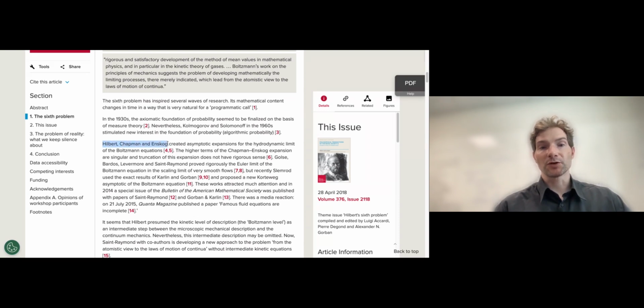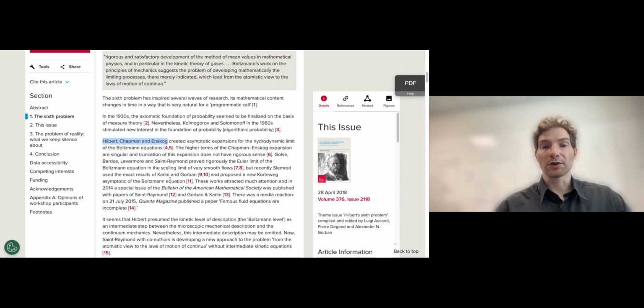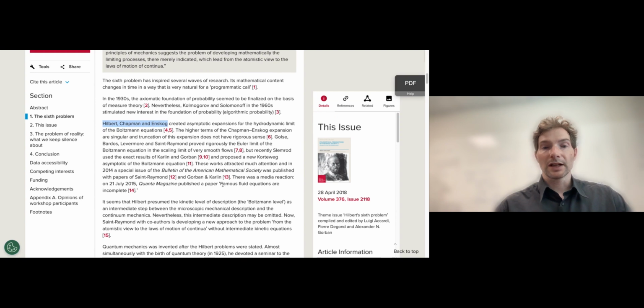So there is this very famous expansion from Chapman and Enskog, and that's usually something that people learn maybe at a postgrad level or late undergrad level if they are into kinetic theory and statistical mechanics. And the bottom line is that this is still very much an open problem. And in fact, here, as they say, there was a media reaction in July 2015 from Quanta Magazine saying that famous fluid equations are incomplete.